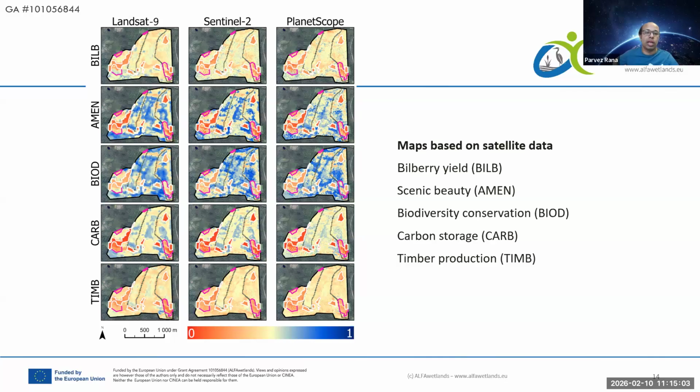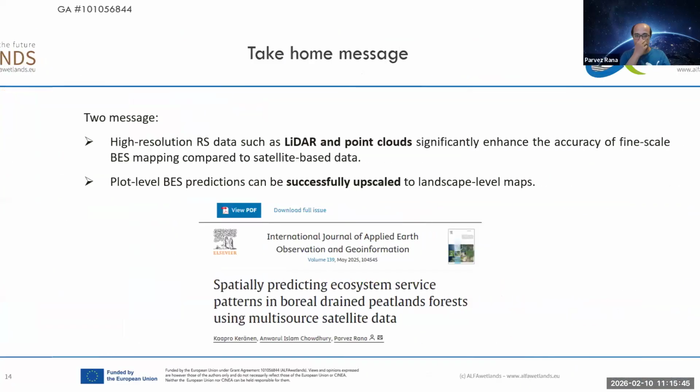So here we normalize the value. 0 means that the indicator or variable value is close to 0, and 1 means that the variable value is the highest value. We normalize this because we would like to compare them with each other. That's why you see the range is from 0 to 1. 1 means maximum potential, 0 means the lowest potential. And overall, when we have done this exercise, we found that different kinds of sensor data are promising to produce wall-to-wall maps. And next slide.